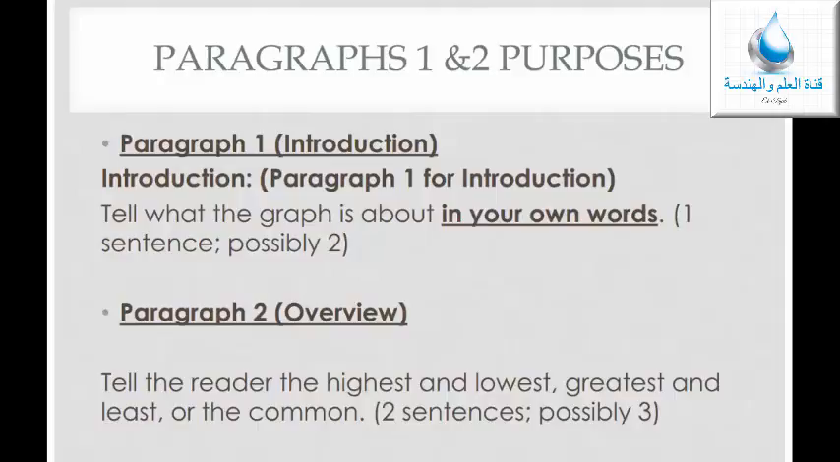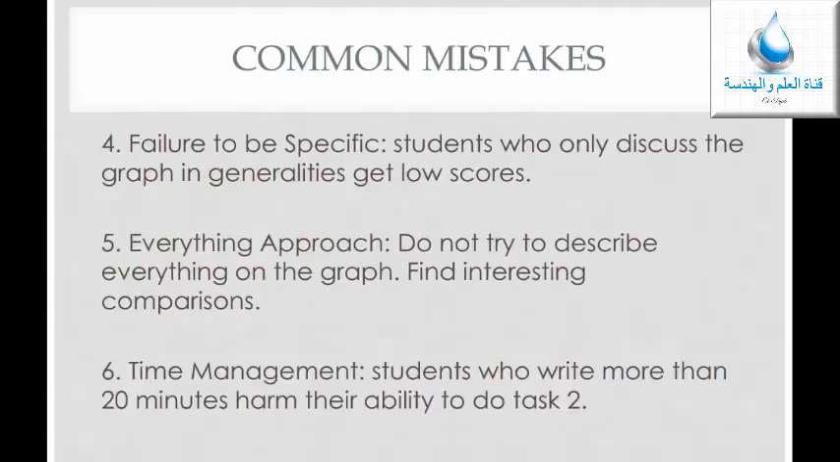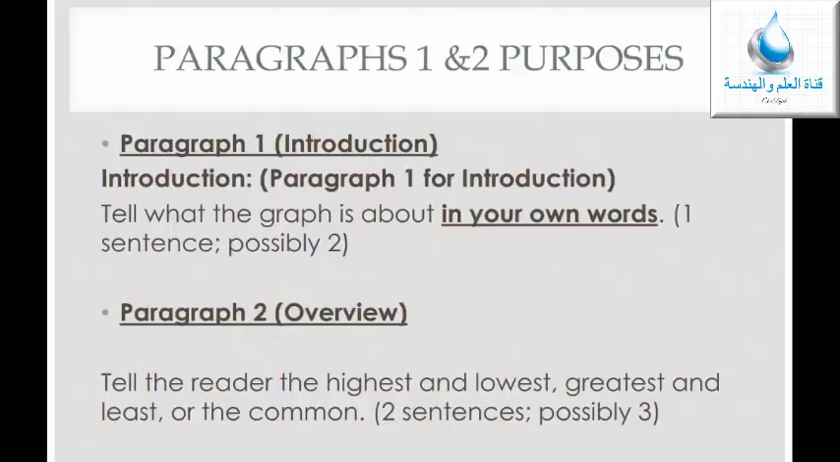That's paragraph number 1. Then we have paragraph number 2, which is our overview paragraph. Here you're going to tell the reader the highest and the lowest, the greatest or the least, or the common things that you see. Paragraph number 2 is going to be 2 sentences or possibly 3. That's all. 2 or 3 sentences for a general overview. So those are the first 2 paragraphs.